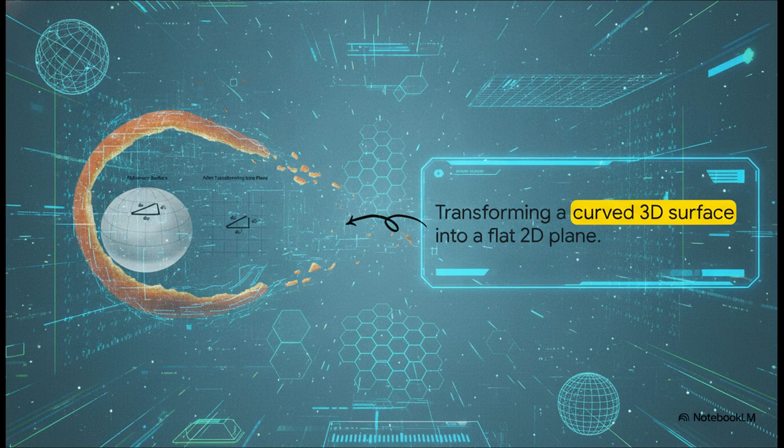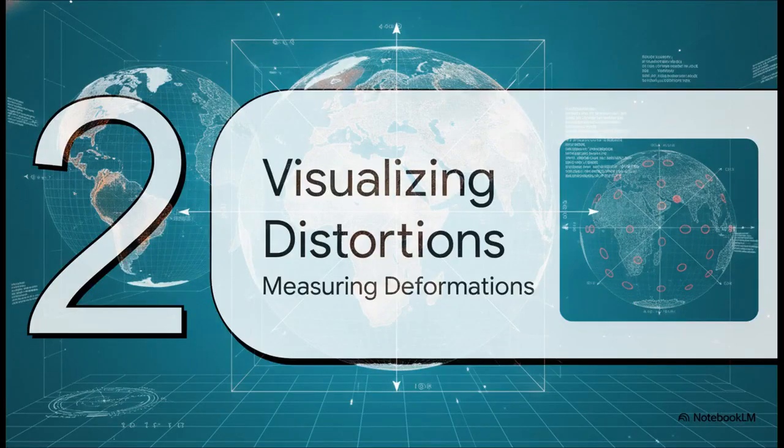geospatial data. Think about peeling an orange and trying to press the rind perfectly flat on a table. It's literally impossible to do without ripping it or squashing it. Cartographers face this exact same physical limitation. They have to transfer points from a curved reference surface onto a flat plane, and in doing so, something just has to give.